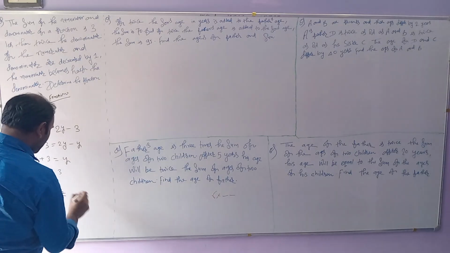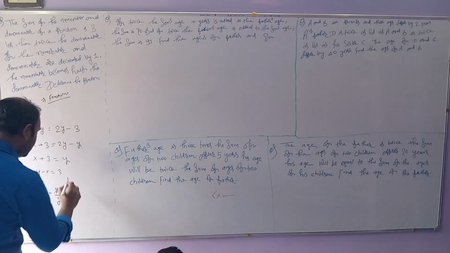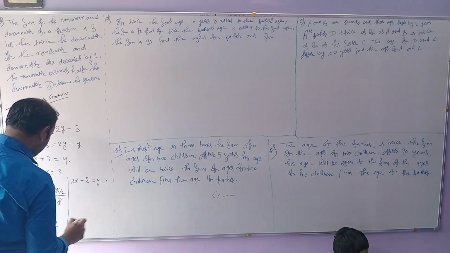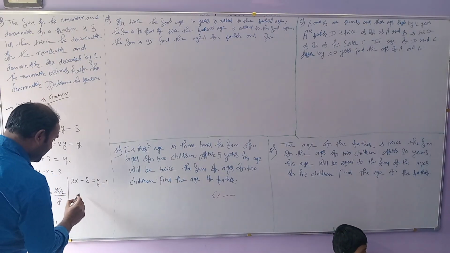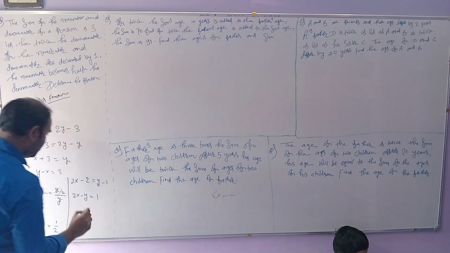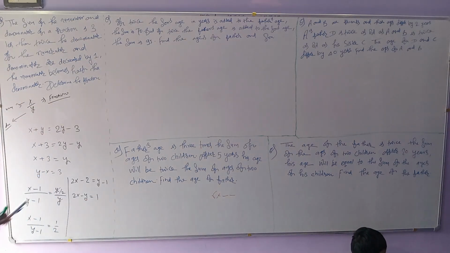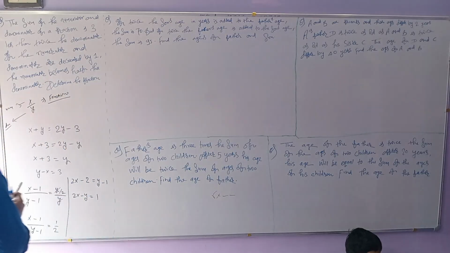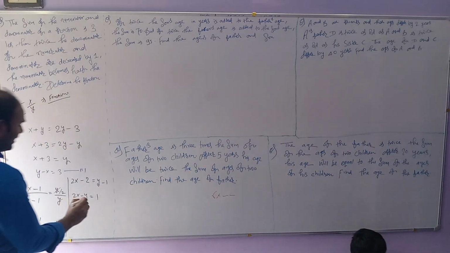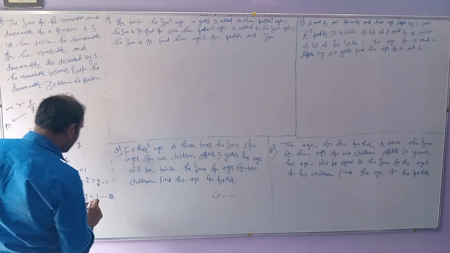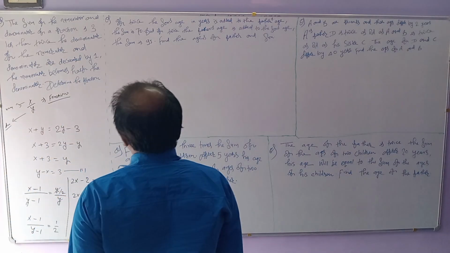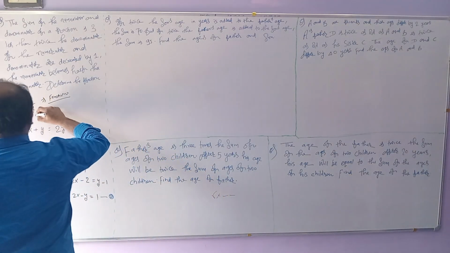When we cross multiply, it becomes 2x minus 2 is equal to y minus 1. Then we get 2x minus y is equal to 1. And we have two equations: y minus x is equal to 3 and 2x minus y is equal to 1. When we solve both the equations, we get the values of x and y, which give our fraction.